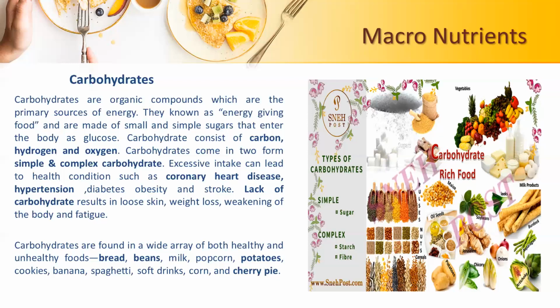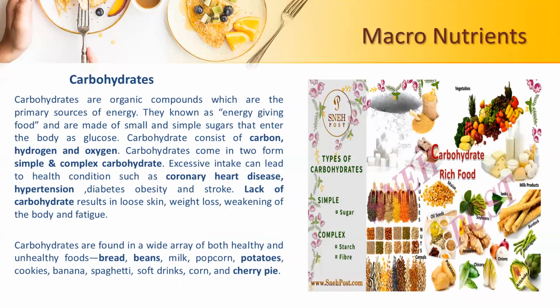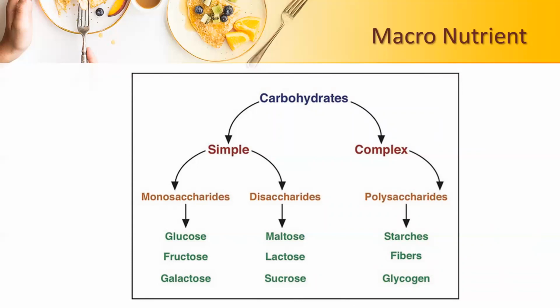So carbohydrates are found in a wide variety of both healthy and unhealthy foods: bread, beans, milk, popcorn, potatoes, cookies, bananas, spaghetti, soft drinks, corn, and cherry pie. These are the sources of carbohydrate. Carbohydrate has two types: simple and complex carbohydrate.